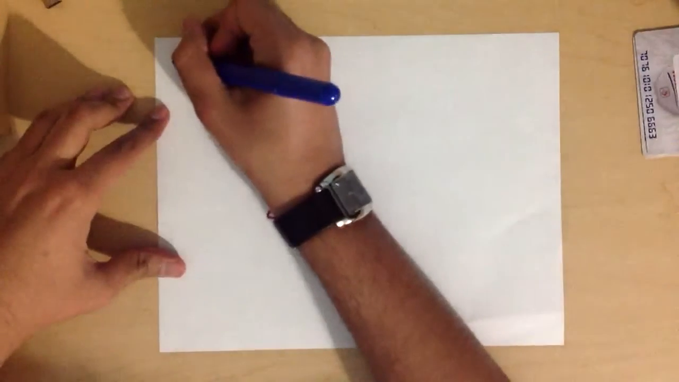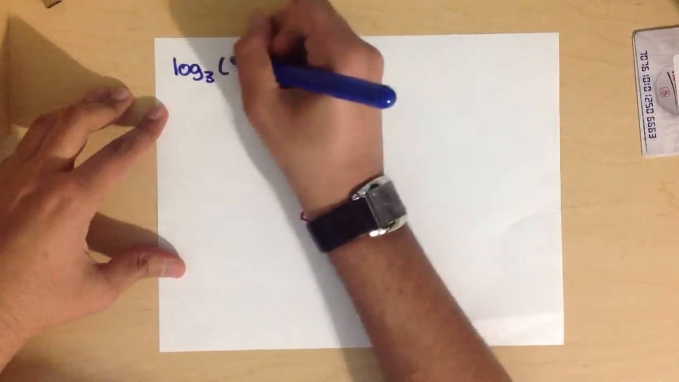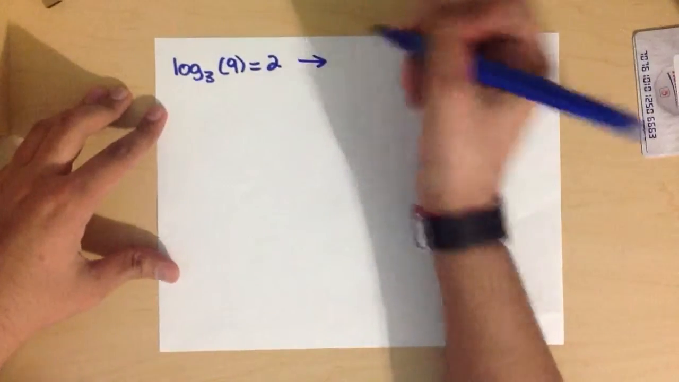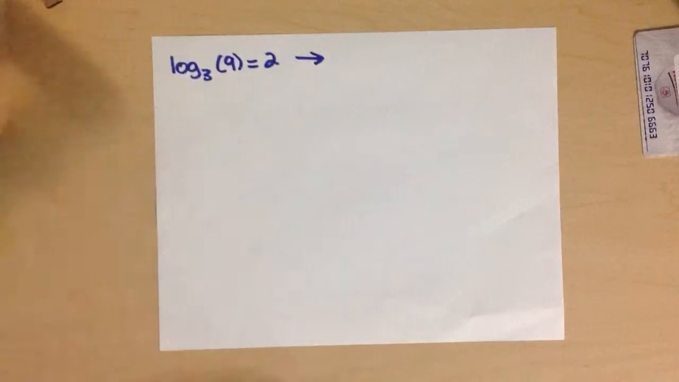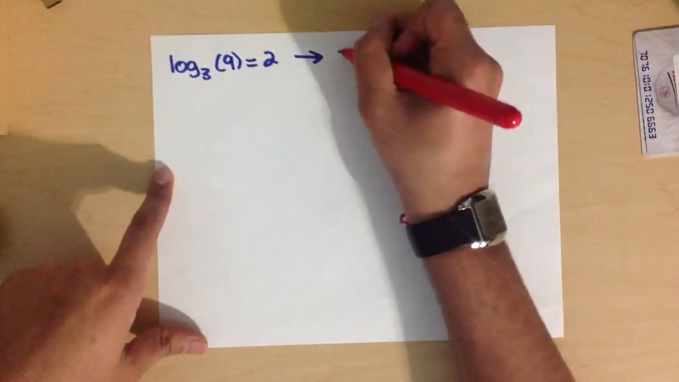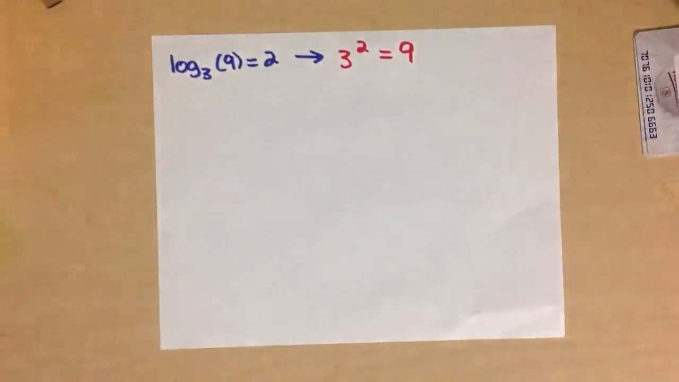So what can we actually do with log? Let's go the other way around this time. Let's do log base 3 of 9 is equal to 2. We want to convert that into exponential form. It would be the exact reverse of what we were doing before. So this can be written as 3 squared is equal to 9. And these are equivalent expressions.